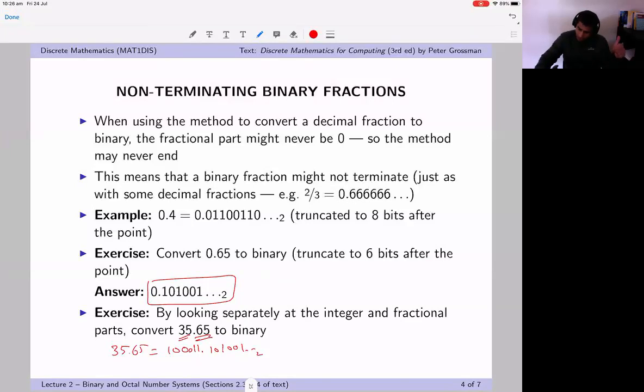0.65 we have already done, so I am only doing 35. So on base 2, it would be 17 divided by 2, and so on. So it's 100011. That would be my number. That's correct. Fantastic. Any questions as such yet?